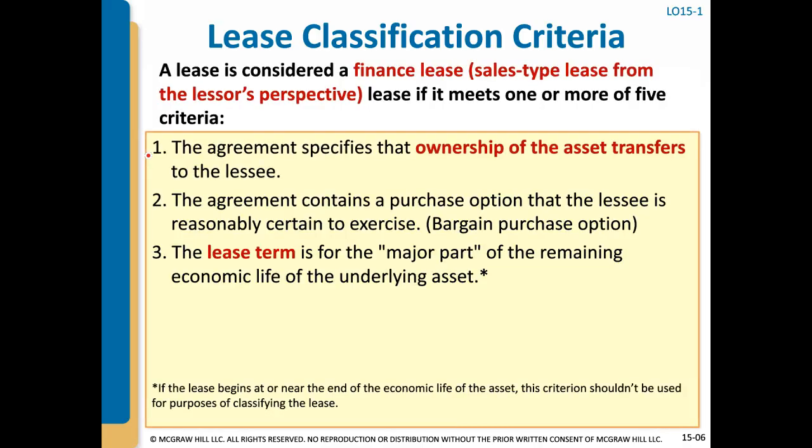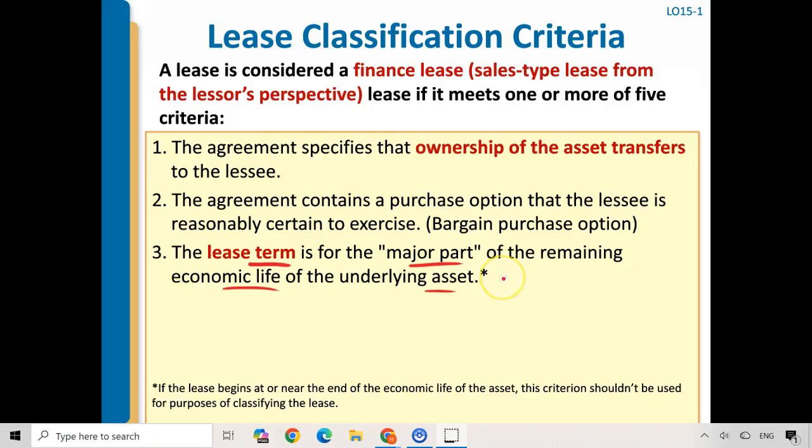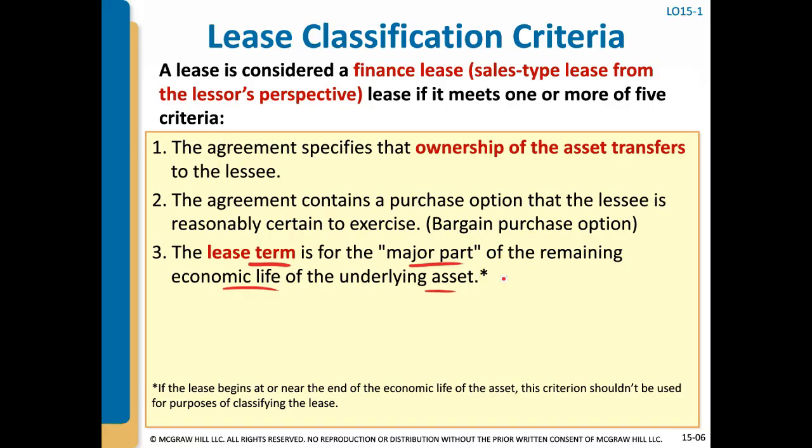The third classification, now remember, it only has to meet one of these, not all of these, is if the lease term is for the, quote, major part of the remaining economic life of the underlying asset. From an accounting perspective, that means if the lease term is equal to 75% or more of the remaining economic life of the asset, then it's considered to be a finance lease.